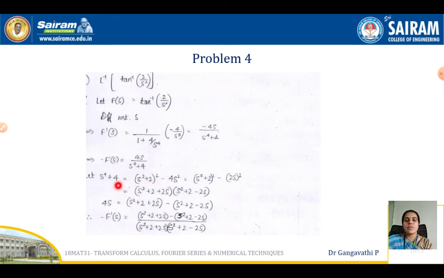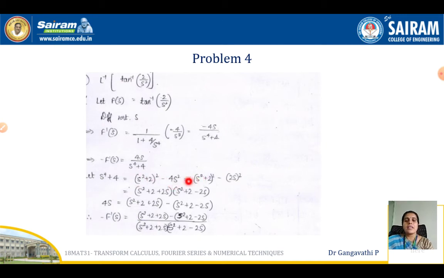So add 4s square and subtract 4s square. The added term along with s to the power of 4 plus 4 gives you s square plus 2 the whole square, and the subtracted minus 4s square is there as it is. I hope you understood, guys. So s to the power of 4 plus 4, we are writing it in this form. In order to write this form, what we have done is we have added 4s square, and at the same time we have subtracted 4s square. Plus 4s square minus 4s square we have introduced.